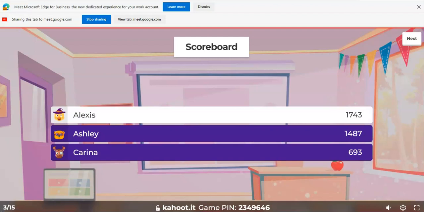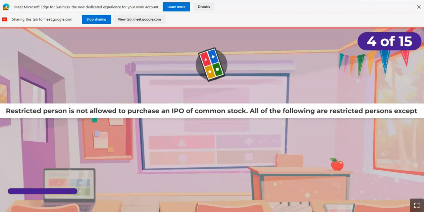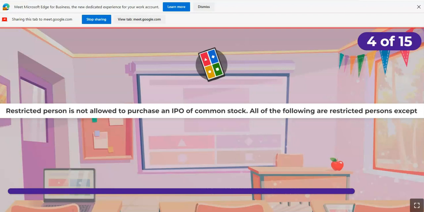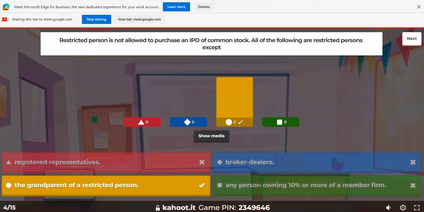Okay, everyone's on the board. Let's check our next question. A restricted person is not allowed to purchase an IPO of common stock. All the following persons are restricted except A. Registered representative. B. Broker dealers. C. The grandparent of a restricted person. D. Any other person owning 10% or more of the firm.